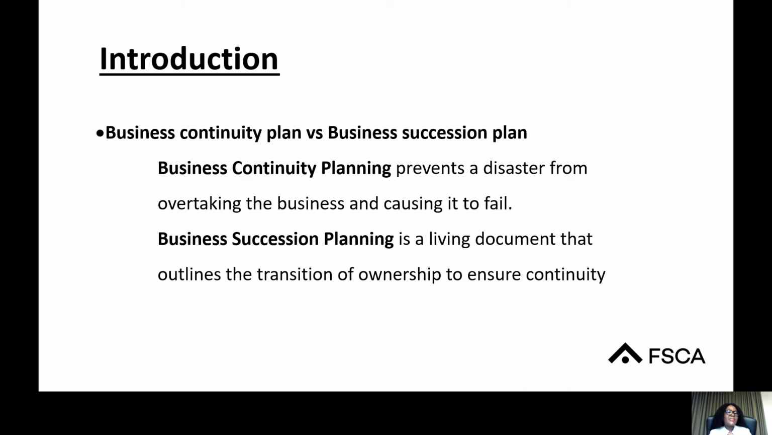Whereas business succession planning is a living document that outlines the transition of ownership to ensure continuity. The main objective of succession planning is to ensure business continuity in the event of death, disability, or retirement of a KI, as well as the steps that will be taken in these events to ensure that the business continues to operate. And the main aim is to ensure that there's a smooth transition.